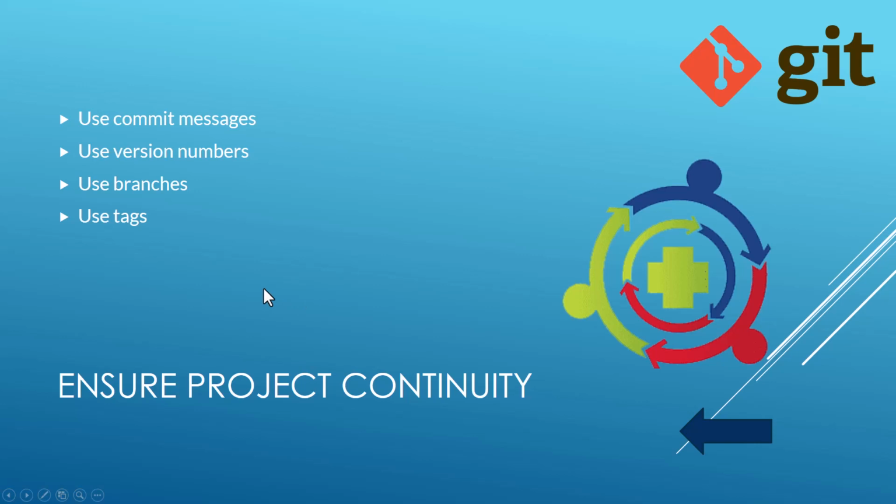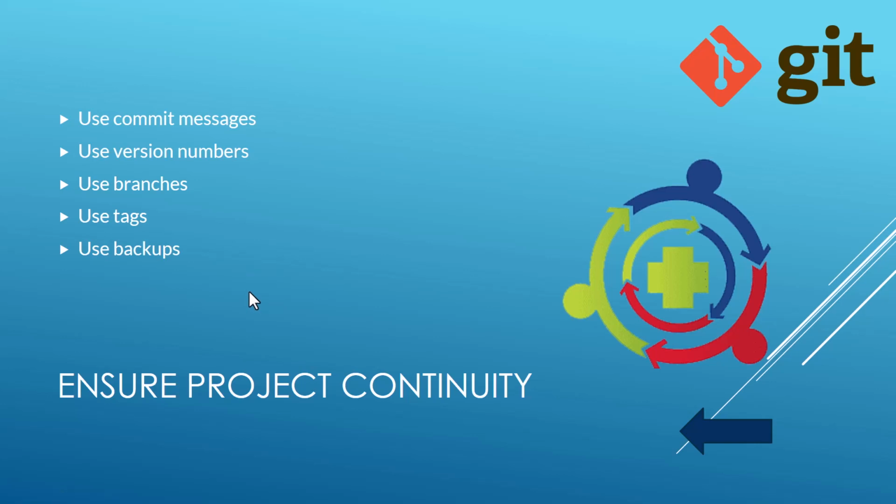As we discussed tags before, tags are also important for project continuity. Tags can be used to mark specific versions of the code base. This makes it easier to track changes over time and ensure that older versions of the code base can be easily accessed if needed. Backups.